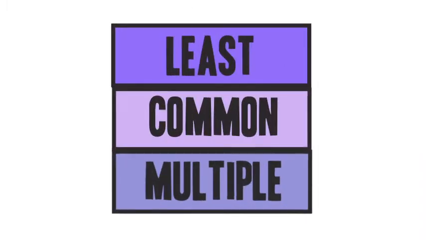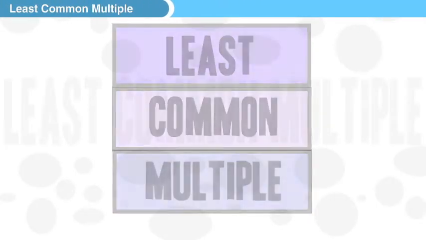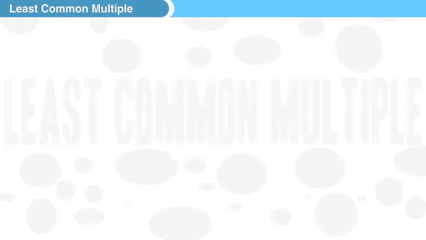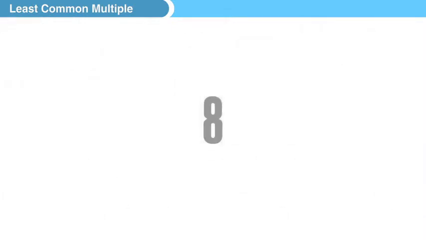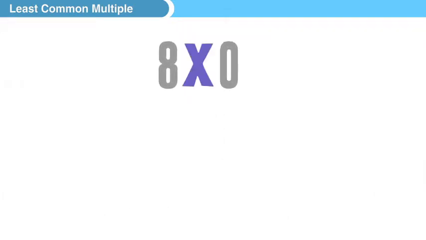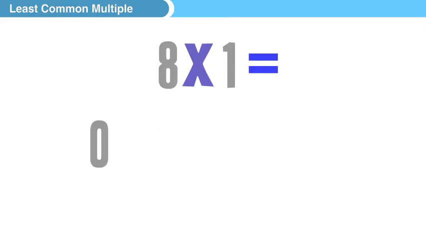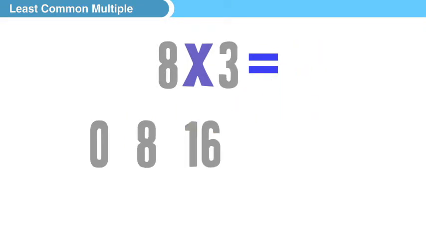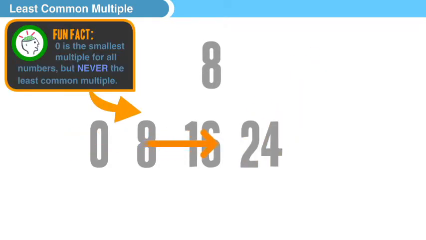Okay, let's look at least common multiple. Remember, a multiple of a number is any number possible via multiplication with another integer. So let's look at the number 8. 8 times 0 is 0, 8 times 1 is 8, 8 times 2 is 16, 8 times 3 is 24, so the multiples of 8 are 0, 8, 16, 24, and so on and so on.